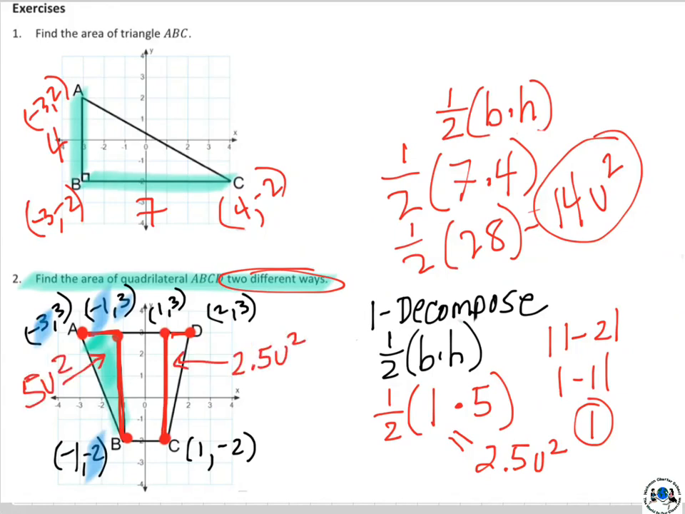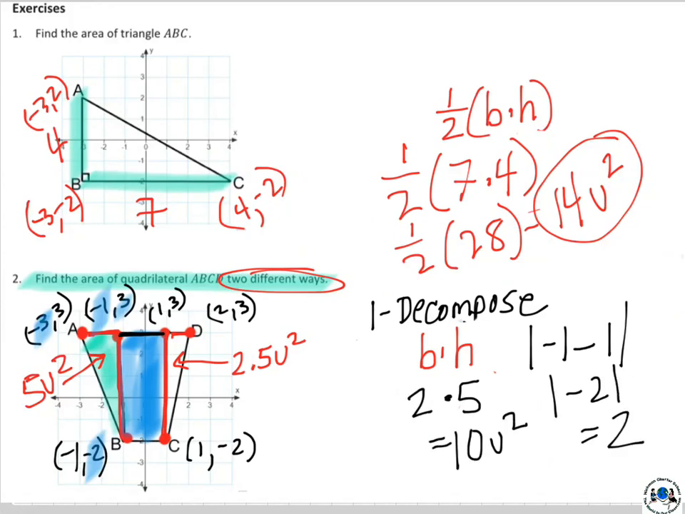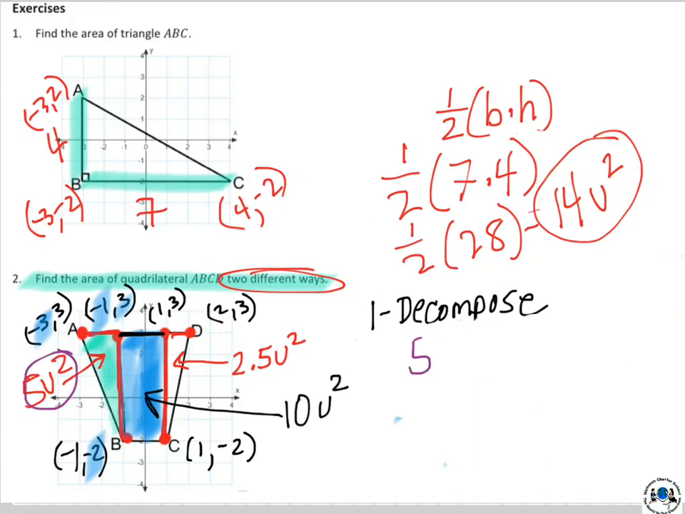Okay, so let's recap with our triangles: 5 square units for the green one, 2.5 square units for the white one. The only thing left now is what I was calling the blue rectangle, which is very simply base times height. We have our height already, again very convenient: 5. If we find our base using the x values, that is 2. Therefore, 2 times 5 is 10 square units. One thing left to do is to add them all up.